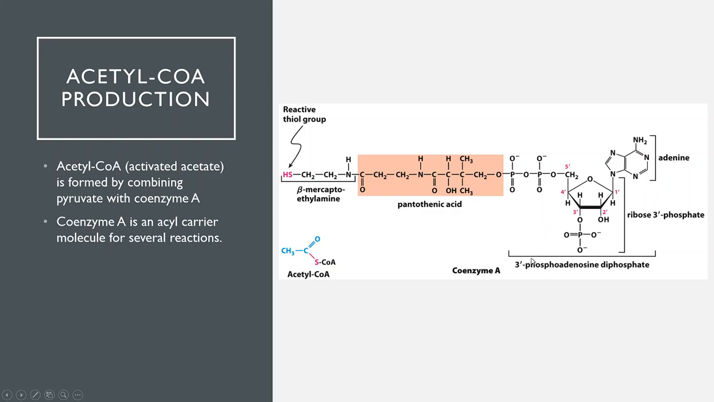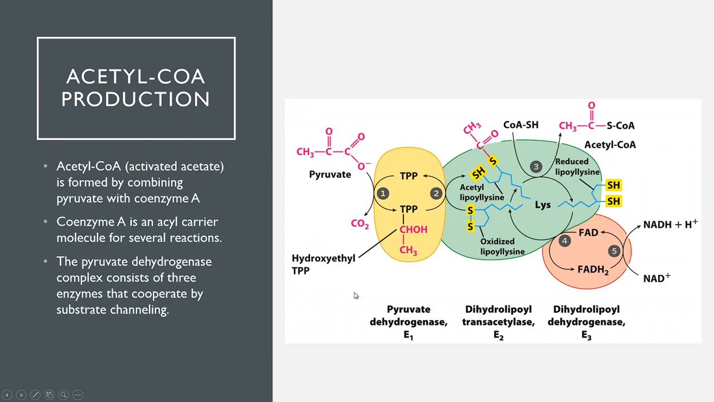So this is 1 molecule of CoA. It has this reactive thiol group at the end, and that's actually where the acetyl group gets attached. So that's what the pyruvate dehydrogenase complex does. It just attaches that acyl group to this coenzyme A group. And this is the pyruvate dehydrogenase complex.